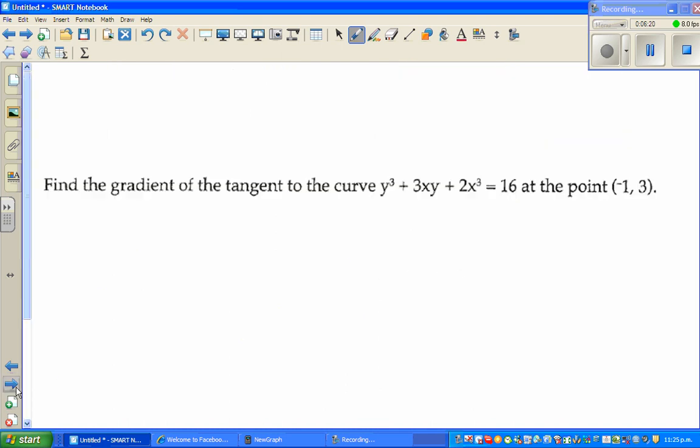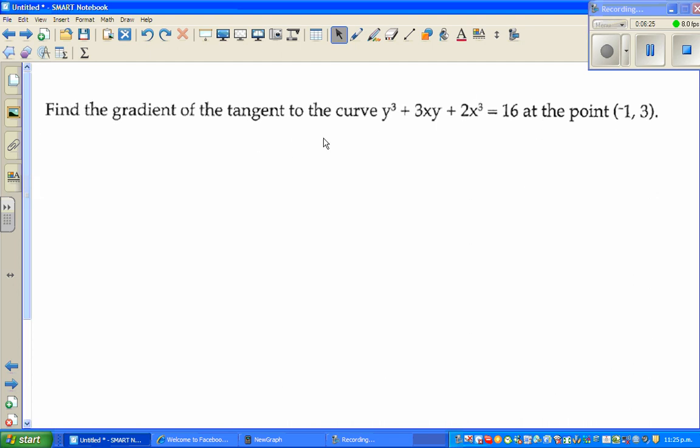I want you to look at this question again. I told you, this is an implicit function, y cubed plus 3xy plus 2x cubed is equal to 16. You want to find the gradient of the tangent to this curve at the point minus 1, 3. I'll come back and give you the solution. I'll also show how to graph this on a different program. You can't use a graphic calculator or any calculator to graph this function. See you in the next video.